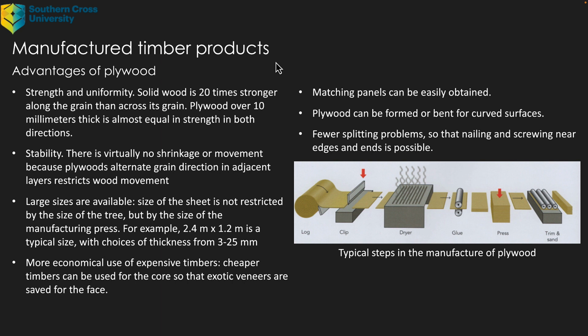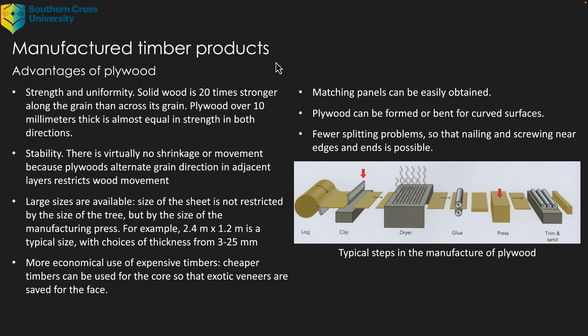Large sizes are available. The size of the sheet is not restricted by the size of the tree, but by the size of the manufacturing press. For example, 2.4 by 1.2 metres is a typical size, with choices of thickness from 3 through to 25 millimetres thick.